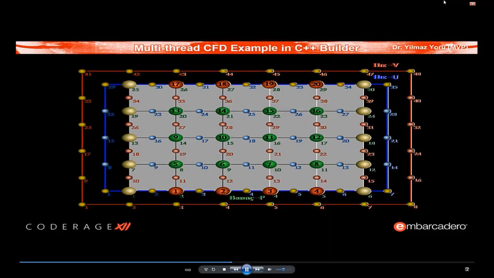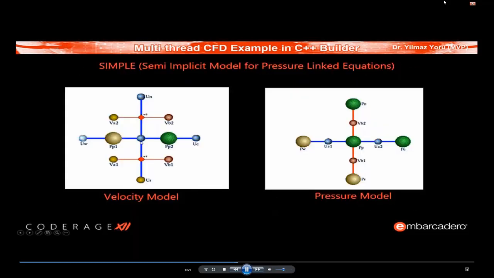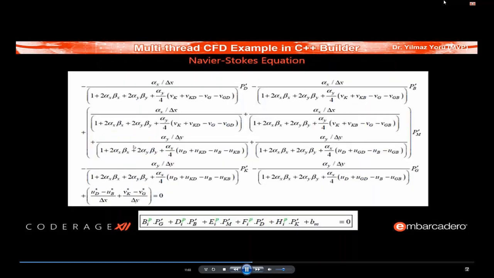We use the SIMPLE method, semi-implicit method for pressure linked equations, for the velocity model and pressure model. This is how the velocity model is calculated. The center node is unknown, so we calculate with the neighboring nodes, and we find the velocity at the next step. Again, there are pressure nodes, and we calculate the central pressure with east, west, north, and south nodes. We also use some velocities in the equation. This is the pressure model. In general form, this is a very big formulation, maybe for one node.